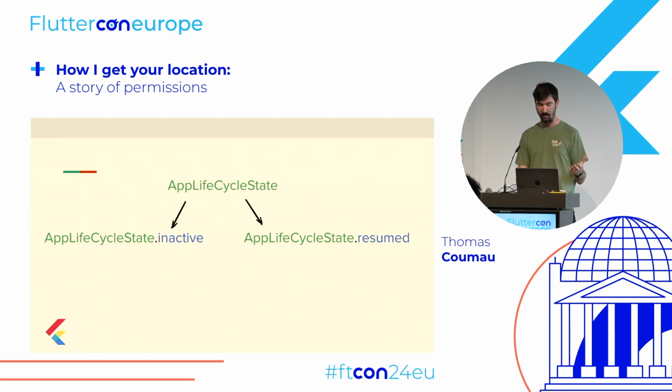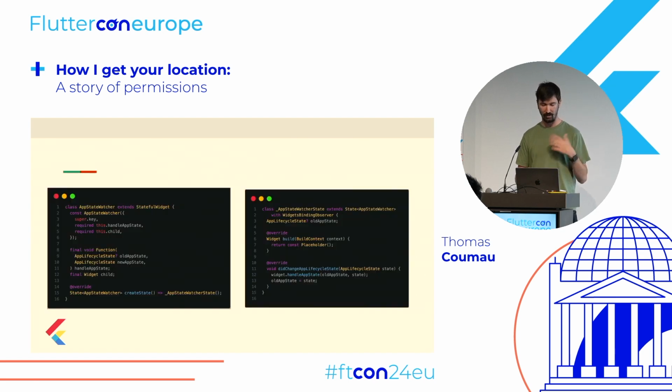So how can we actually do this in code? We decided to create a little wrapper around our different widgets, called the app state watcher, which will access the old app state of our app and then provide a callback to handle the new app state and see the differences between these app states.